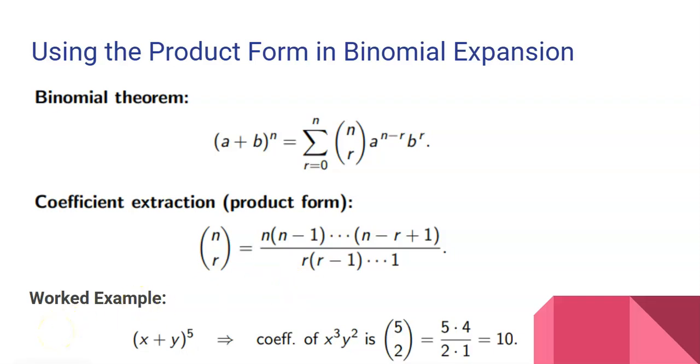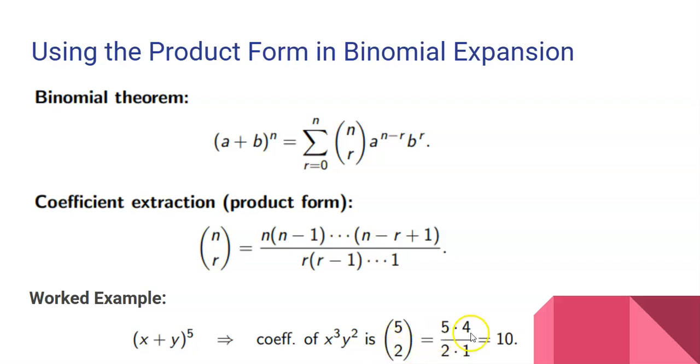So here is our example. Find the coefficient of x cubed y squared in the expansion of x plus y raised to the power of 5. First, we identify n and r. The exponent of the binomial is 5, so n is equal to 5. And the exponent of y is 2, so r is equal to 2. So the coefficient will be 5 choose 2.